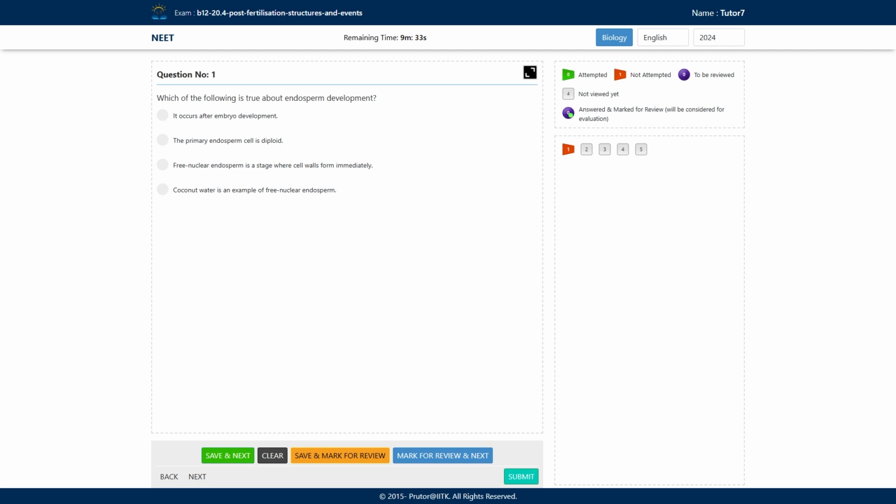Which of the following is true about the endosperm development? There are some statements regarding the endosperm development. The first statement: it occurs after the embryo development. Second point: the primary endosperm cell is diploid.